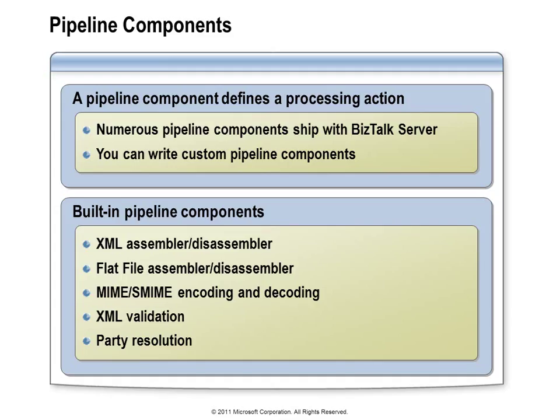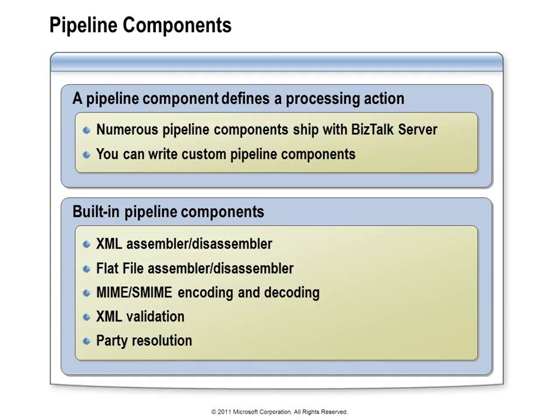The party resolution component determines who is submitting a message to a receive location based on certificates or on Windows identity. And it's used to identify roles for orchestration, and we're going to talk about that later. It requires its host to be authentication trusted, and it serves as a key component for enforcing the security boundaries on the receive side. Ports can be configured to drop messages if the party resolution component indicates that it doesn't recognize the sender. In the second part, I will show you how to create pipelines that use those components.